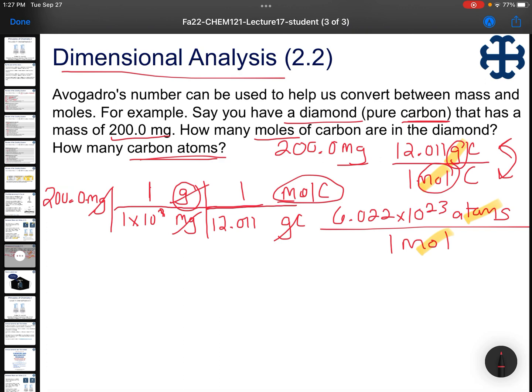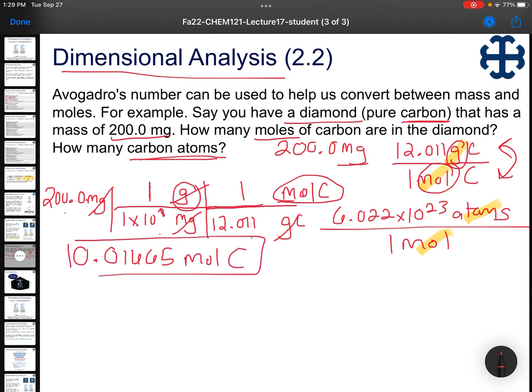So at this point, I would just plug everything into my calculator. 200 divided by 1,000 divided by 12.011. When I did that, I got 0.01665 moles of carbon. So that is the answer to the first part of the question.